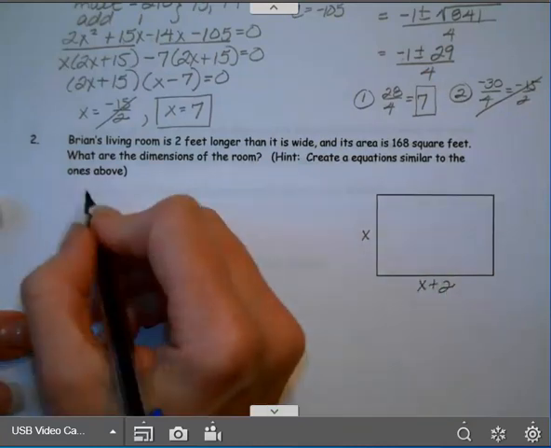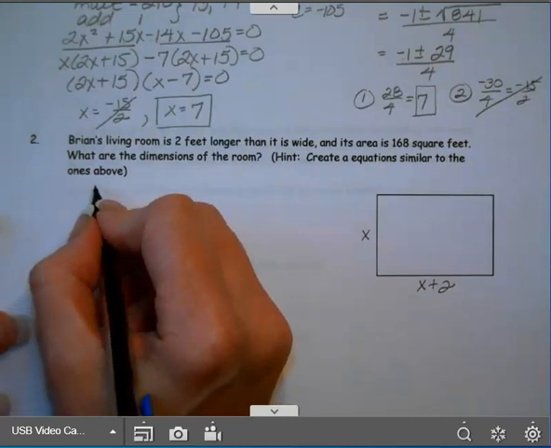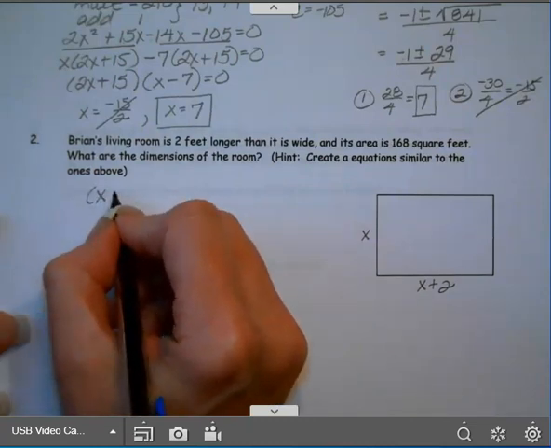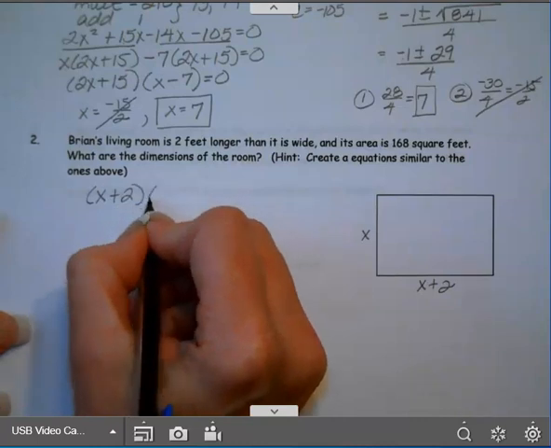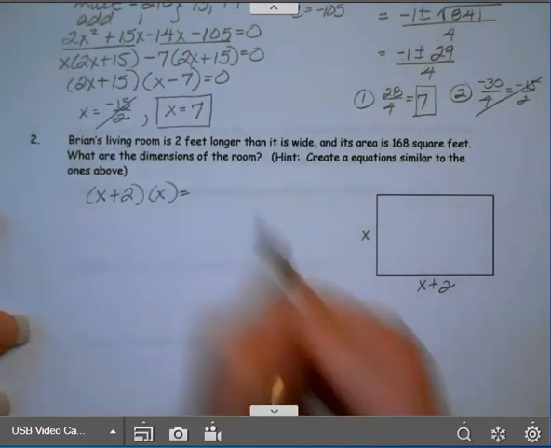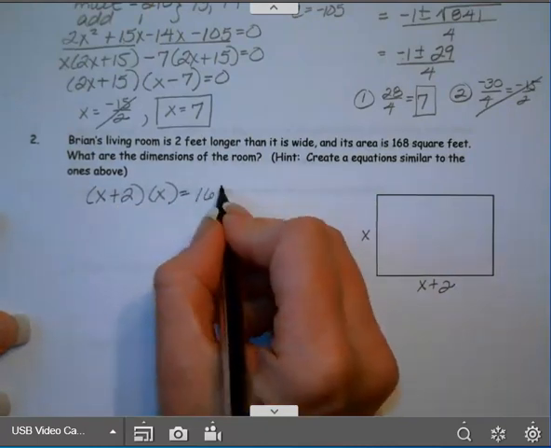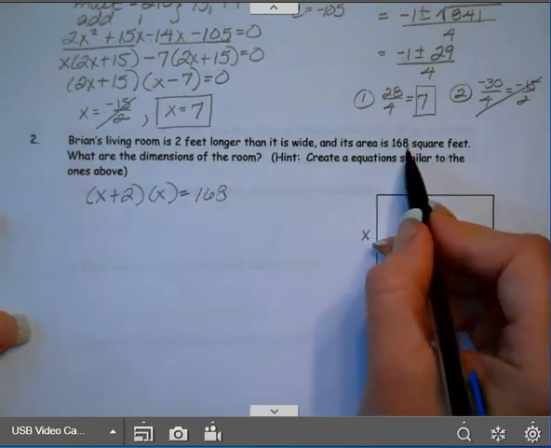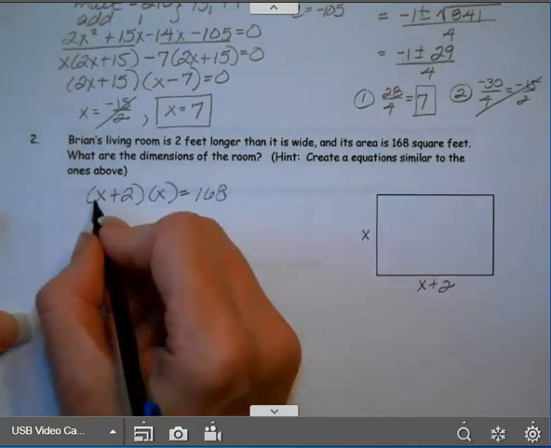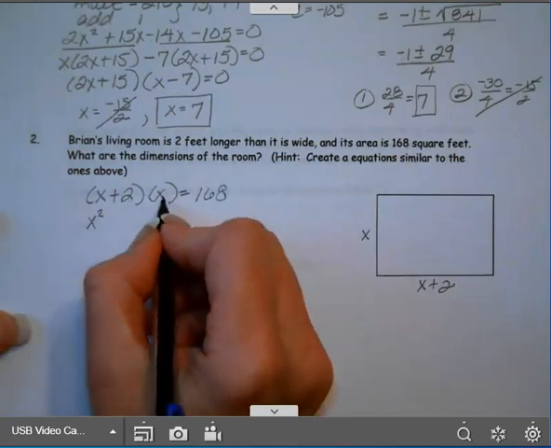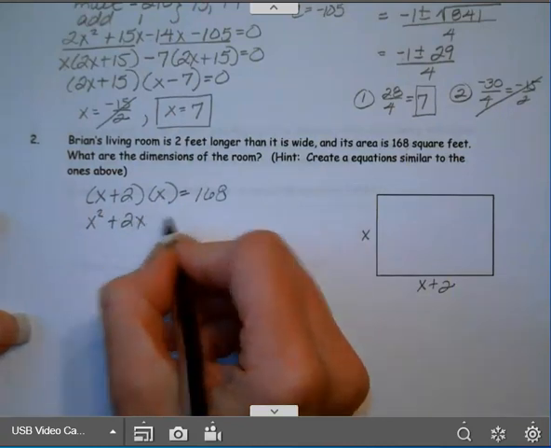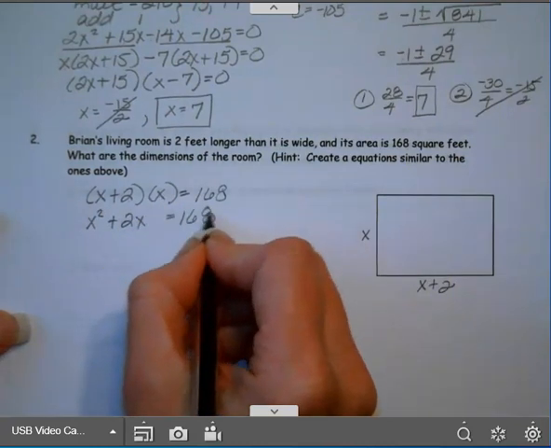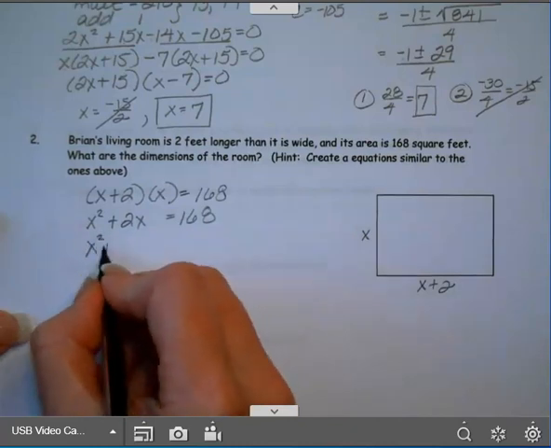And again, I have a rectangle. So you'll do length times your width. So x plus 2 times x. And that is equal to 168 square feet. Distribute x times x is x squared, and then 2 times x is 2x. Subtract 168 from both sides.